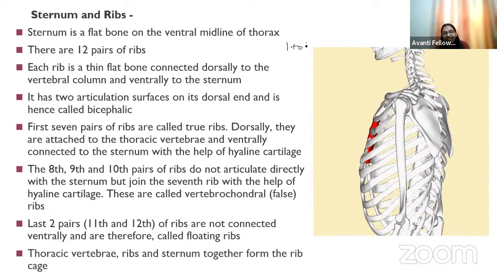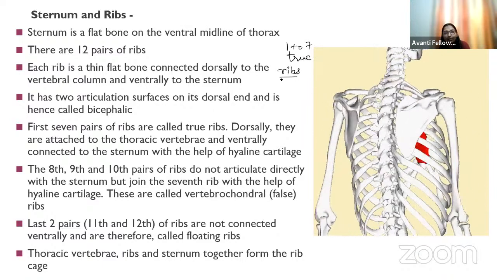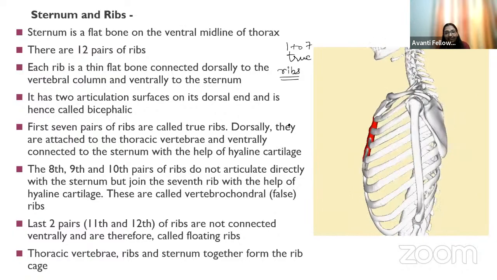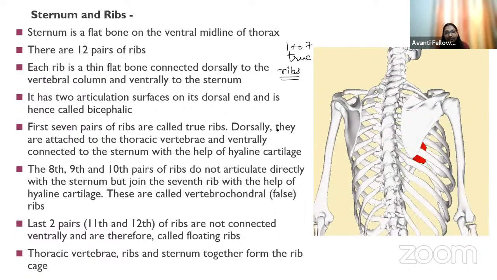Ribs 1 to 7 are known as the true ribs. They are known as true ribs because dorsally they are attached to the vertebral column, and ventrally they are attached to the sternum.